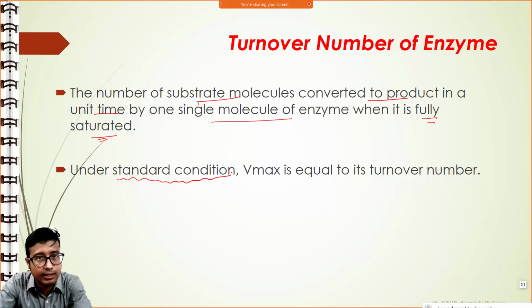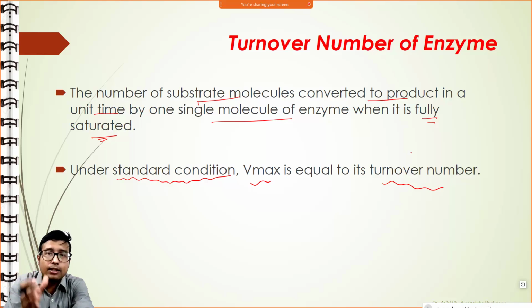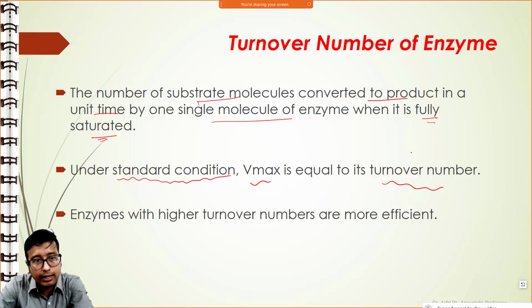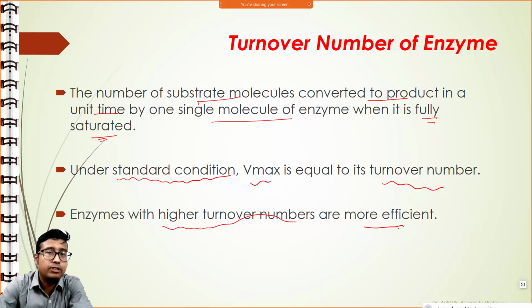So under standard conditions, Vmax is actually the turnover number. Naturally, when the enzyme is fully saturated, it is at its maximum ability. So during that time, a single molecule of enzyme will, suppose, convert 80 molecules of substrate to the product. So we say that the turnover number of that enzyme is X. Now, naturally, enzymes with higher turnover number are more efficient. Naturally, the enzyme that does more activity is much more efficient, right?